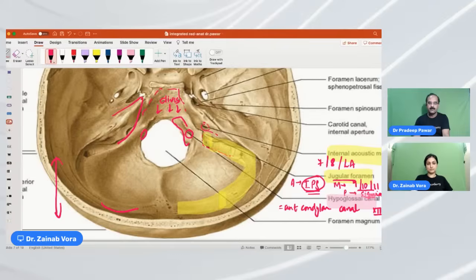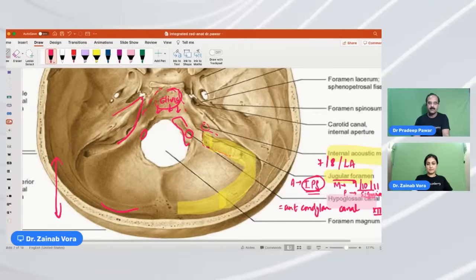The brainstem lies on this clivus, and all the cranial nerves begin from the brainstem except the first and the second. So which cranial nerves are present in the posterior cranial fossa? It's 3 to 12, except 1 and 2. All the nerves arise from the brainstem, and the brainstem itself is lying in the posterior cranial fossa on the clivus, as a result of which all these cranial nerves begin from the posterior cranial fossa. That's 3 to 12, okay?